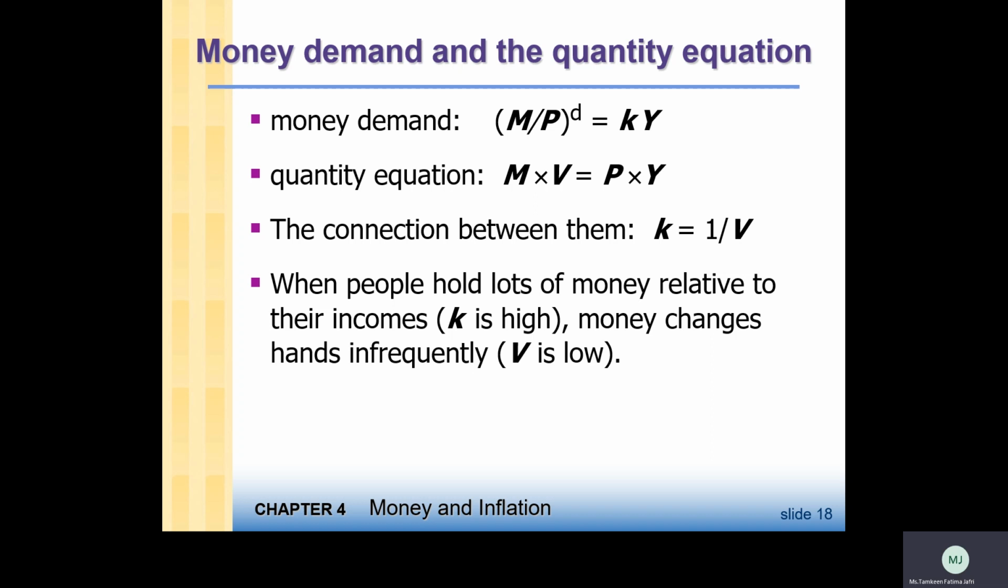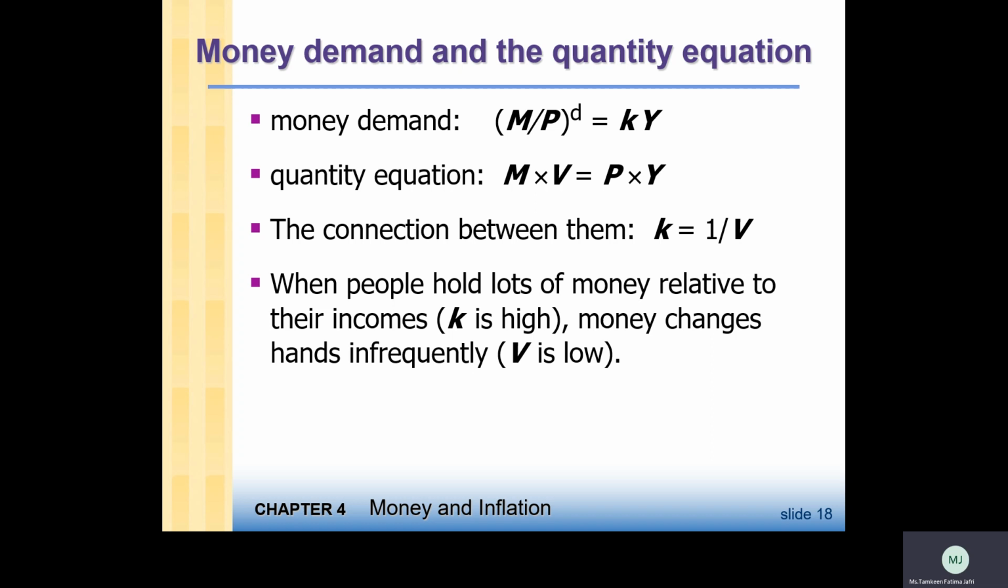K is simply the constant that you saw in the first equation, and this is actually equal to 1 divided by V. When people hold lots of money relative to their income, K is high. So that means money changes hands infrequently. And from the equation it is clearly visible that there exists an inverse relationship between K and V. When K is high, V should be low. And when K is low, velocity should be high.